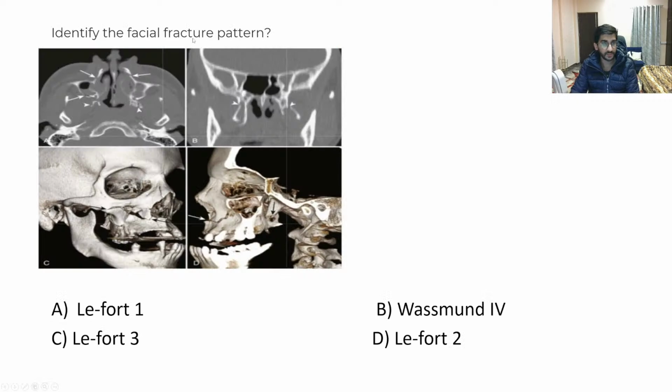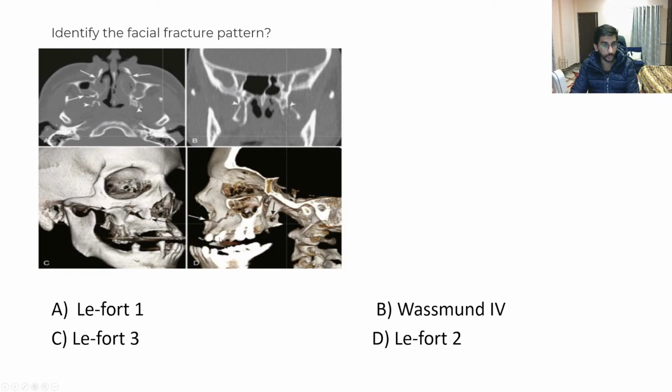So identify the facial fracture pattern. As you know, in the midface skeleton of the craniofacial skeleton, Le Fort fractures are very commonly seen. Very important question also. All the Le Fort 1, 2, and 3 characteristically involve the pterygoid plates. Along with the pterygoid plates, if there is separation of the maxilla from the rest of the facial skeleton, it is a Le Fort 1 fracture. It is actually a horizontal fracture. There is separation of the maxilla from the rest of the facial bones, with involvement of the pterygoid plates.